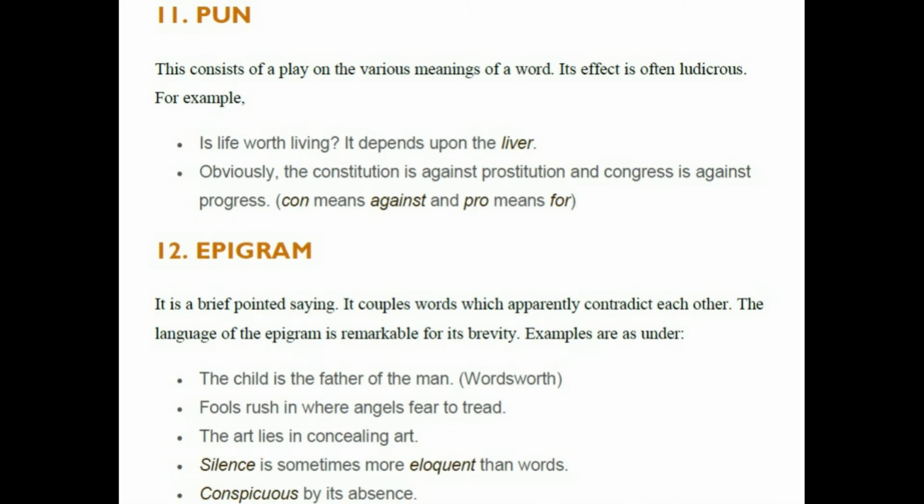Some few examples are given below. First one, the child is the father of the man. Next one, fools rush in where angels fear to tread. Next one, the art lies in concealing art. Next one, silence is sometimes more eloquent than words. Next one, conspicuous by its absence. So here, certain words are being used opposite to each other.